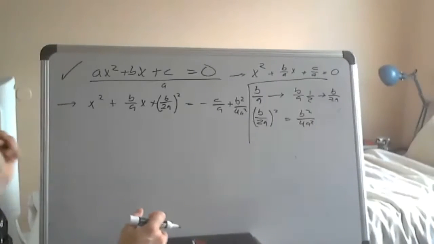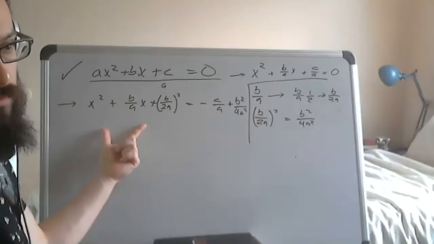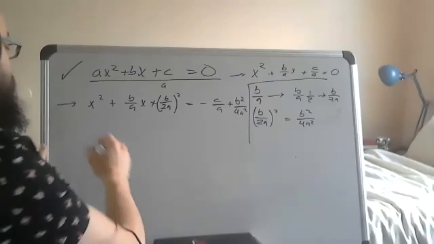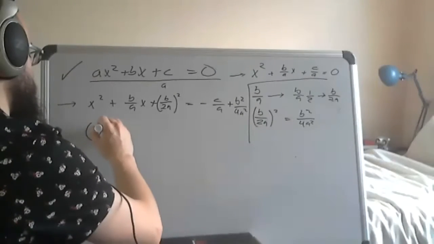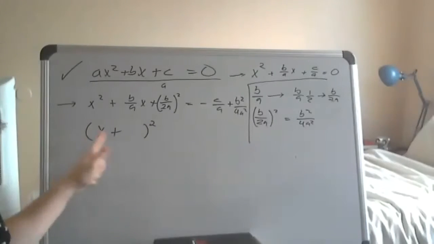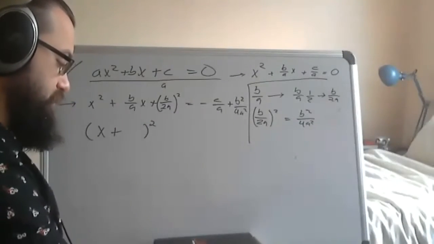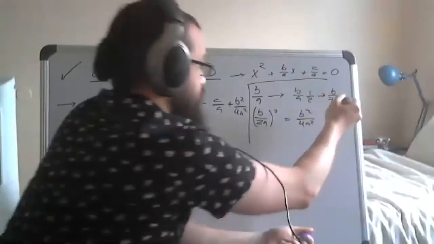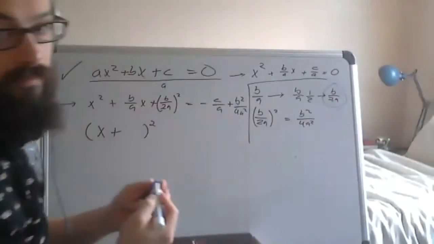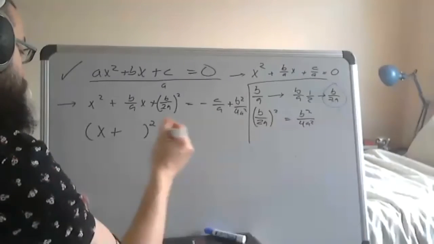Okay. Now, this factors down into something very lovely. This factors down into, we've completed this square. This factors down into x plus something quantity squared, plus this guy. Remember, after we have the middle term, that's what goes here.